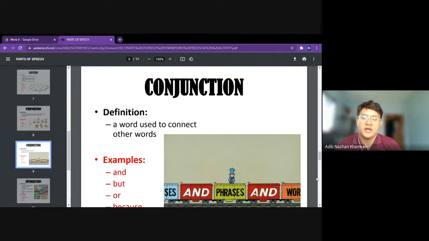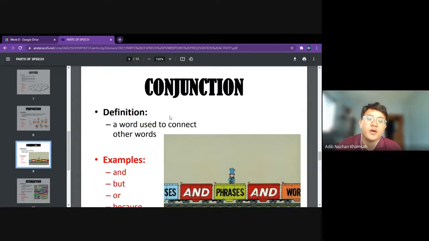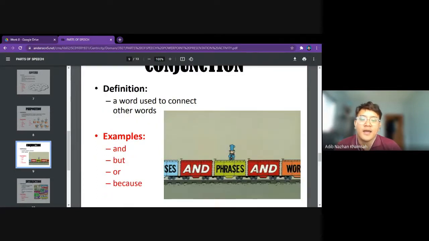Next would be conjunction, kata hubung. Okay, conjunction is a word used, okay, when we want to connect other words. Examples: and, but, or, because. Okay, in this picture there's a train kat sini, ada kapal, ada kereta api here. Okay, we can see, and it puts and here. Maknanya dia menghubungkan. You imagine that conjunction here is like gerabak kereta api. Okay, dia menghubungkan satu gerabak dengan satu gerabak.